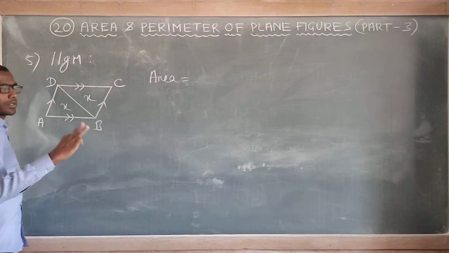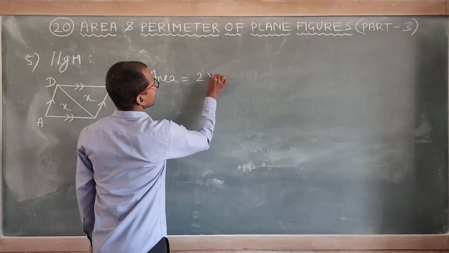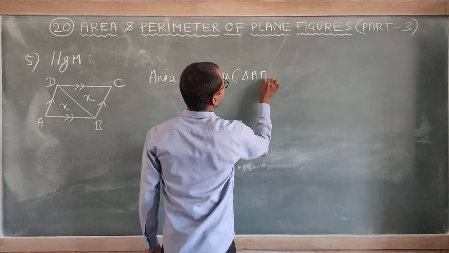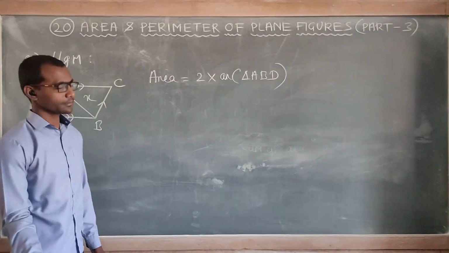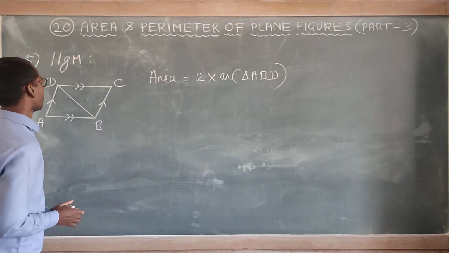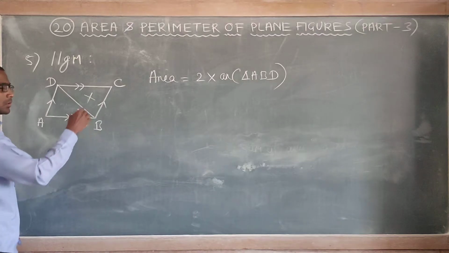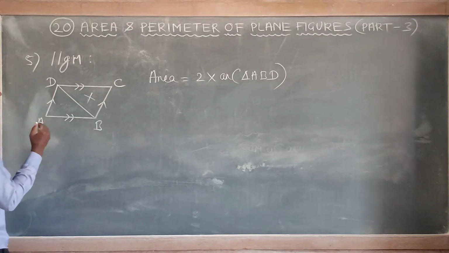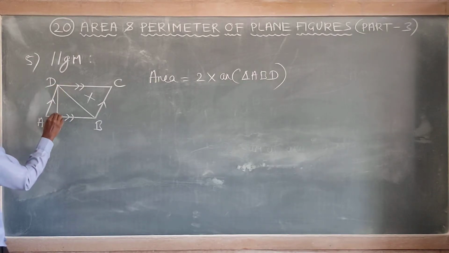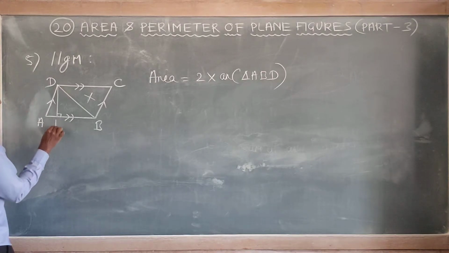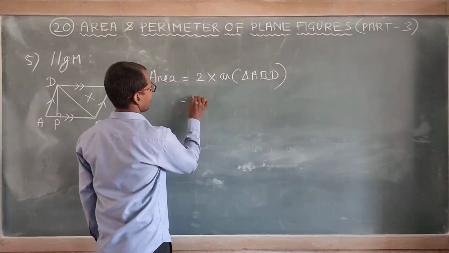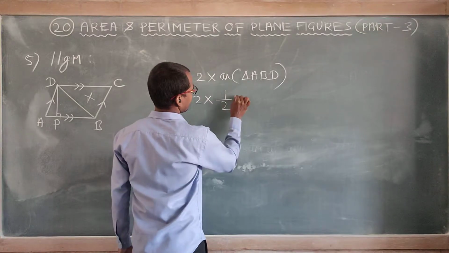What will be the area of the parallelogram? 2x, or 2 into the area of triangle ABD. Now, how to find the area of triangle ABD? Do not look at this one. Forget BCD. Simply look at ABD. From D, we have to draw a perpendicular on AB. Let it be T. Now, the area of triangle ABD is equal to half base into height, so 2 into half into base into height.